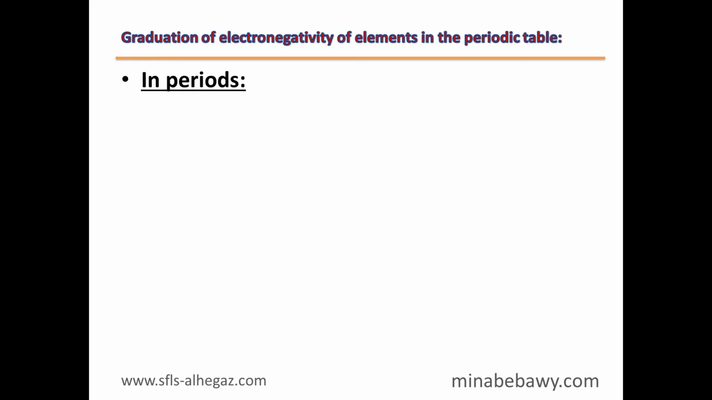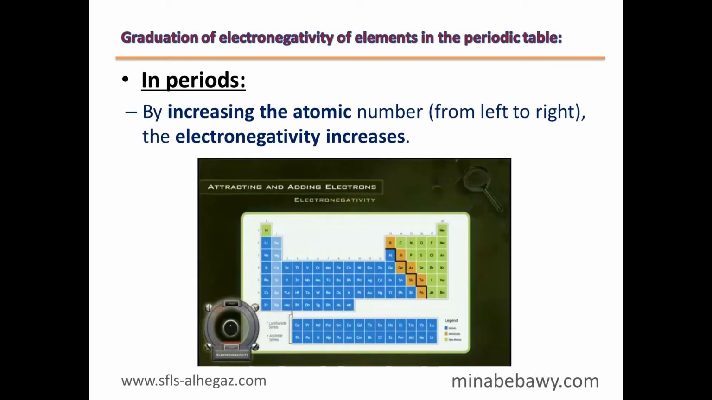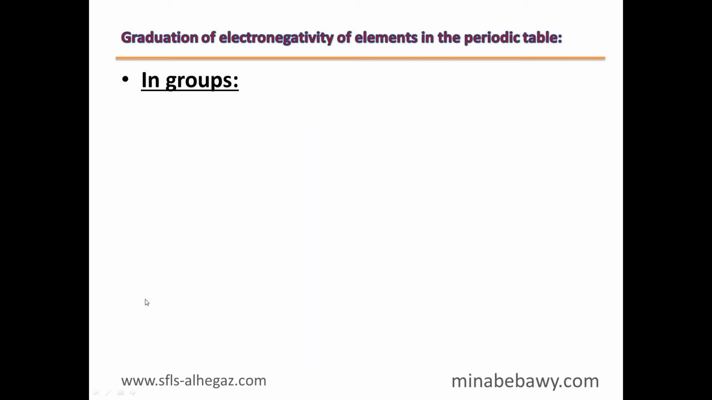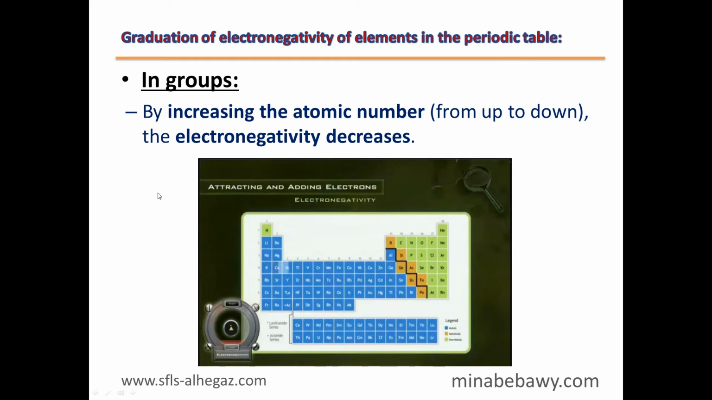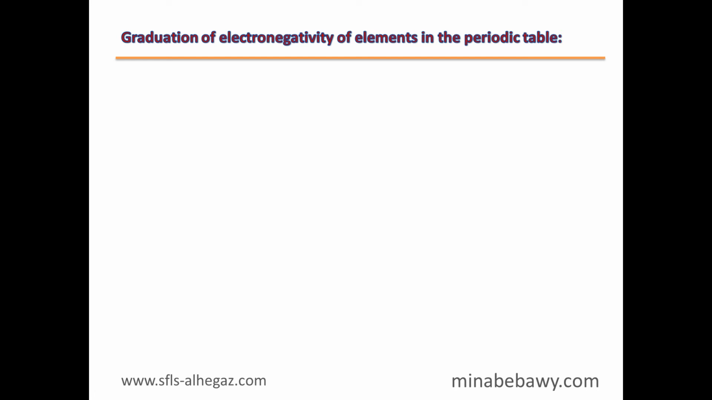Let's talk about the graduation of electronegativity of elements in the periodic table. First, in periods, by increasing the atomic number from left to right, the electronegativity increases, as you can see from this scale. But in groups, by increasing the atomic number from up to down, the electronegativity decreases, as you can see from this scale.